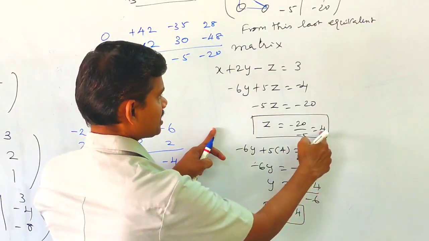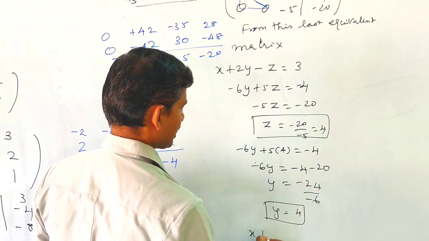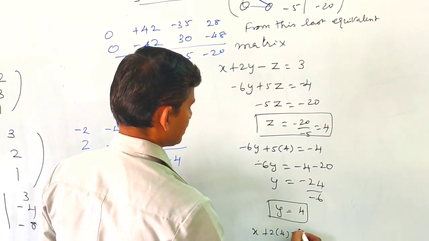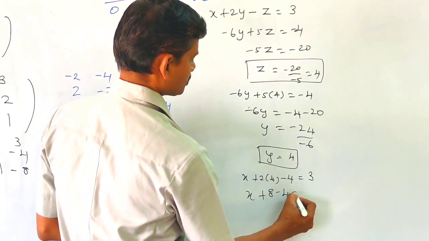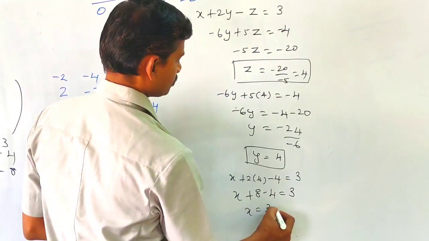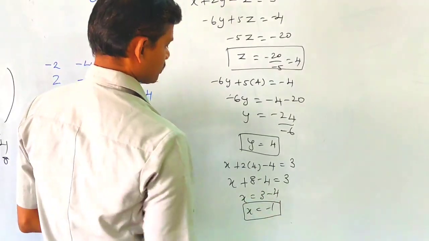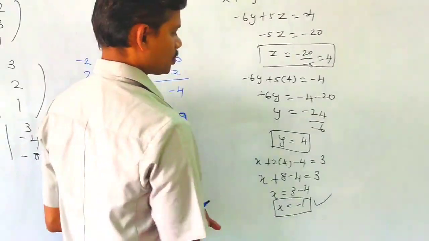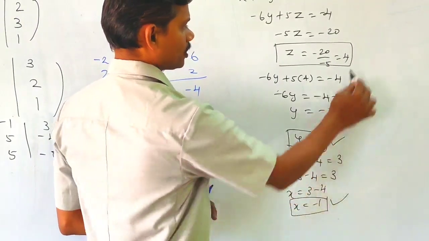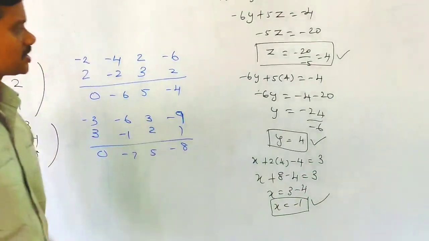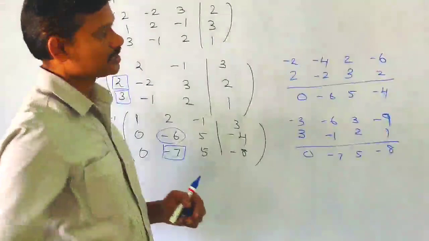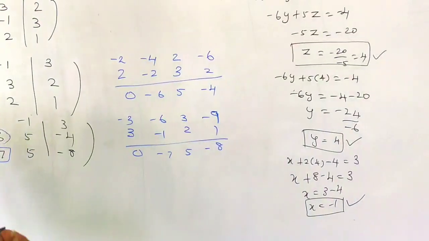Substitute y as 4 and z as 4 in this equation. You get x plus 2 into 4 minus 4 is equal to 3. x plus 8 minus 4 is equal to 3. x is equal to 3 minus 4, which is x is equal to minus 1. So you get the answer as x is equal to minus 1, y is equal to 4 and z as 4. So this is the solution under the Gauss elimination method.